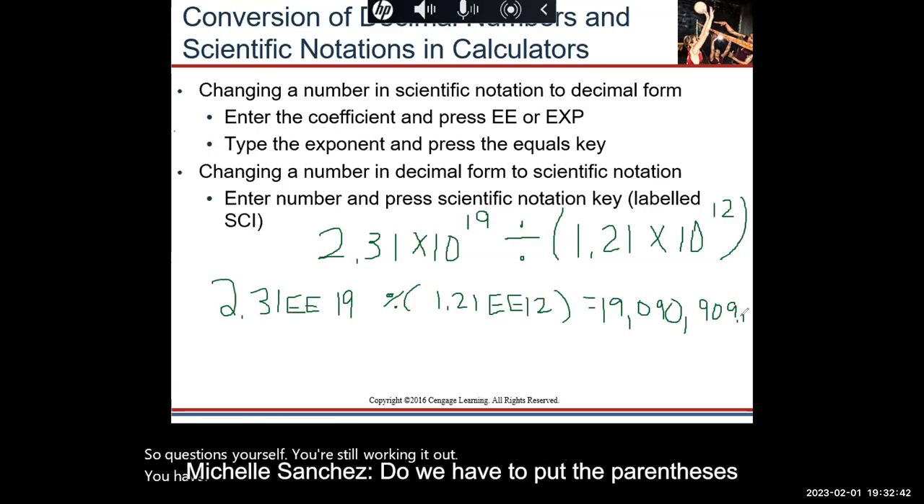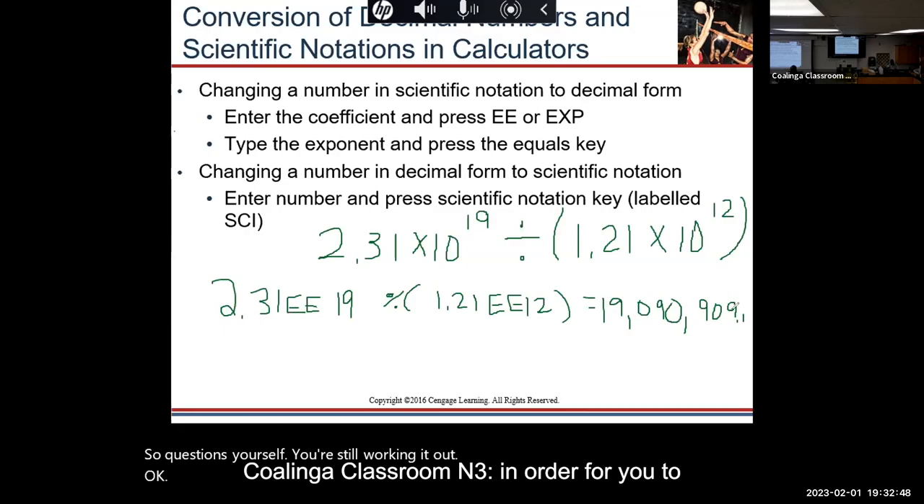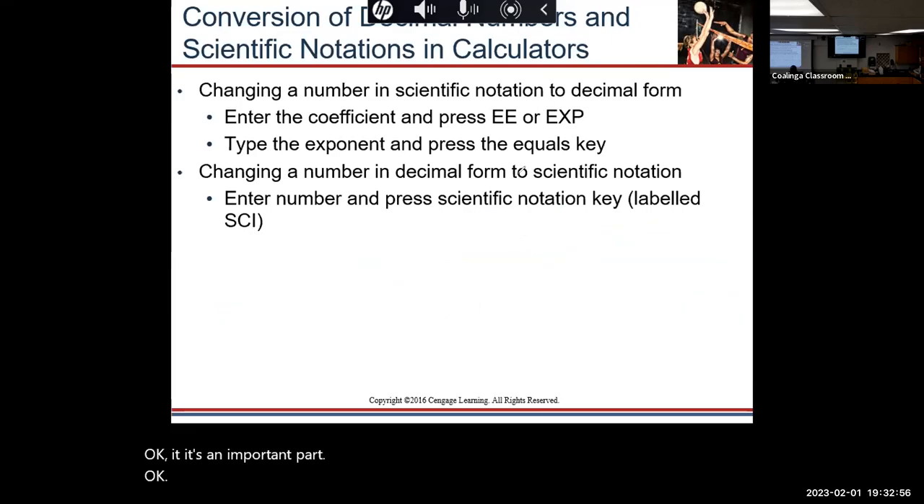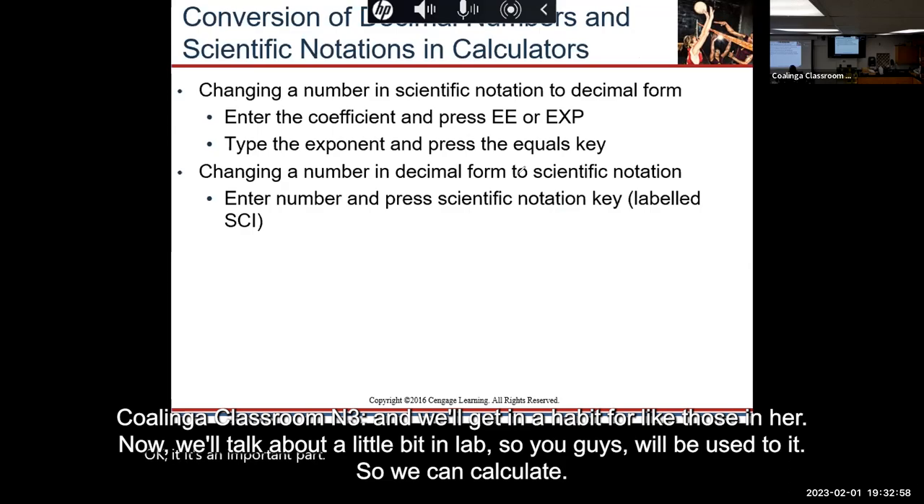Do we have to put the parentheses how you have them in order for it to work? That's an important part. We'll get in the habit of that at Harnell. We'll talk about it a little bit in lab so you guys will get used to it. So bring a calculator.